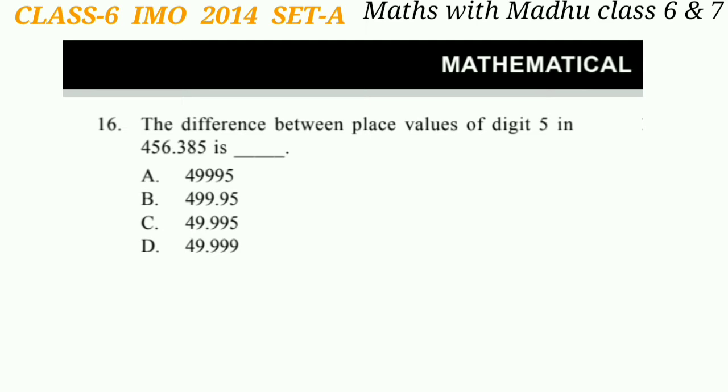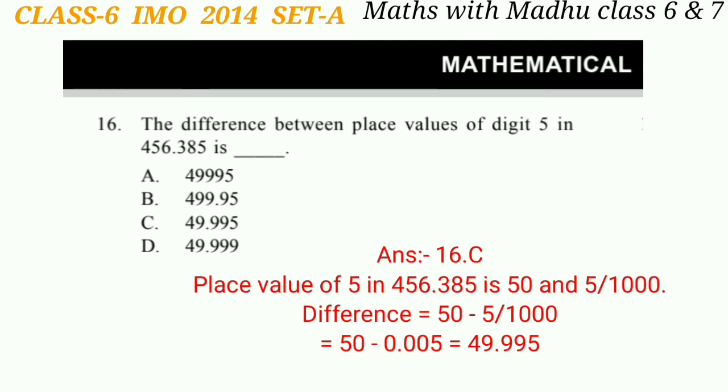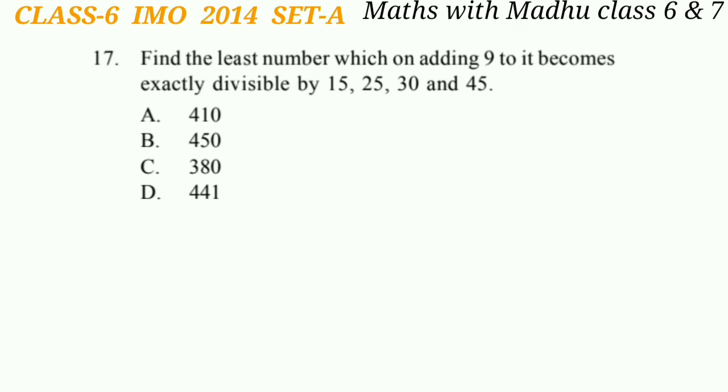Place value of digit 5 before the decimal point is 50 and after the decimal point is 5 by 1000. So the difference will be 50 minus 5 by 1000. We'll get 49.995. So the answer will be option C. Now question 17.